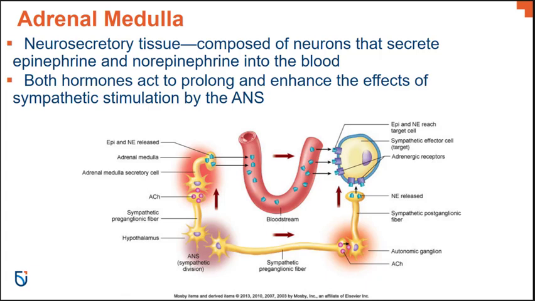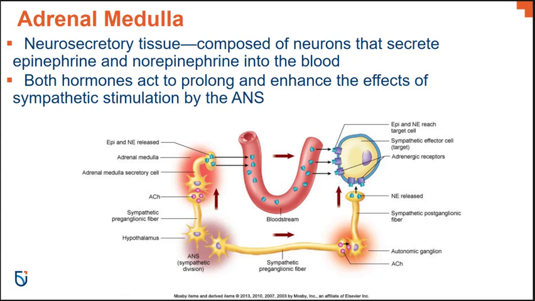These hormones will bind to receptors found on sympathetic effectors, such as the heart and smooth muscle throughout the body, and those are just examples. They bind here in order to prolong and enhance the effects of a sympathetic stimulation by our autonomic nervous system. It should be familiar to you that the sympathetic nervous system is part of the autonomic nervous system, which also includes the parasympathetic nervous system. So to restate that, the autonomic nervous system, or the ANS, is divided into the sympathetic nervous system and the parasympathetic nervous system.